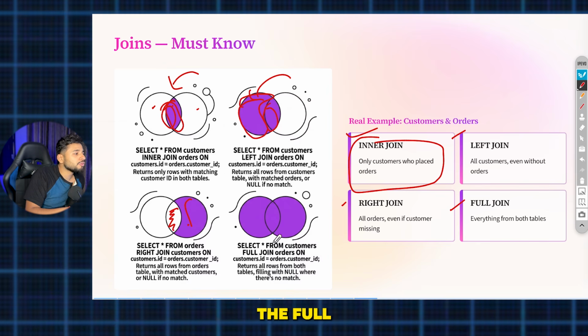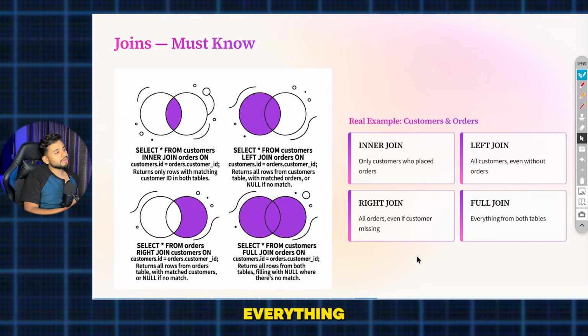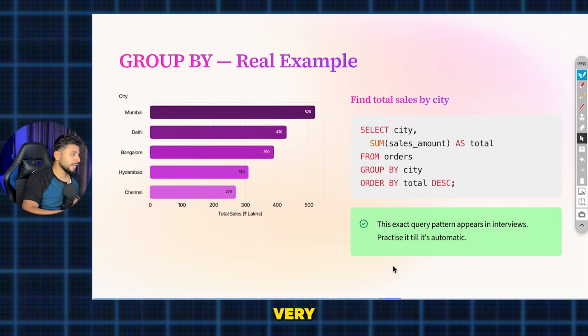Whenever you talk about the full outer join, it means whatever data is from the left, the right, and the common ones, everything will come. That is called a full outer join. Everything from both tables, if you want to hit, will come in the full outer join. Okay, very important. So let's talk about the next one, that is GROUP BY.